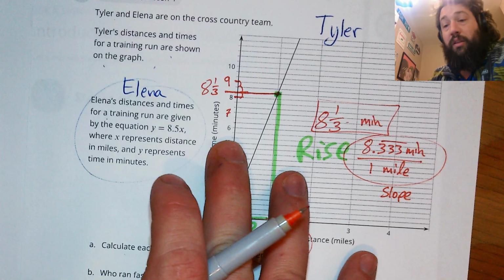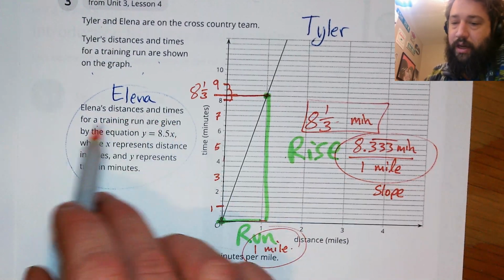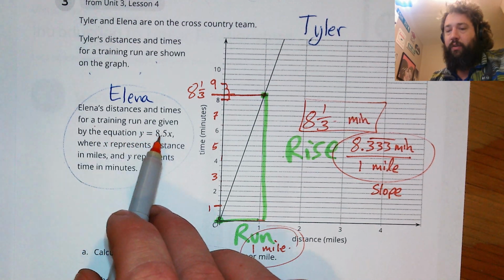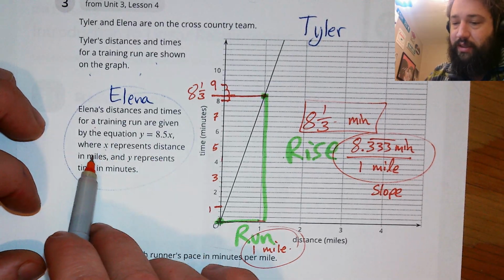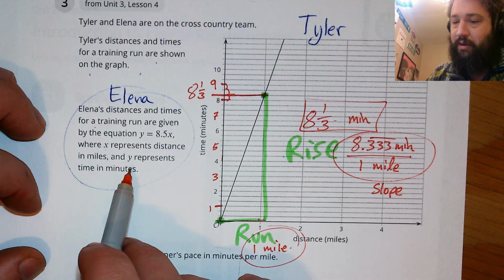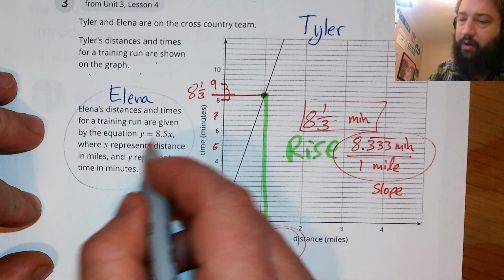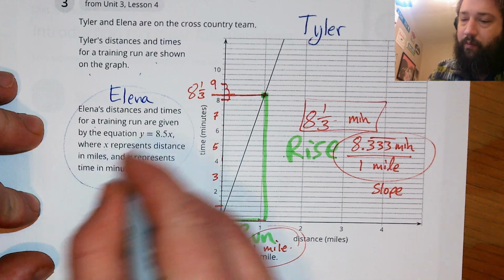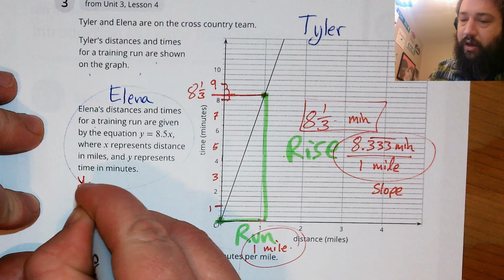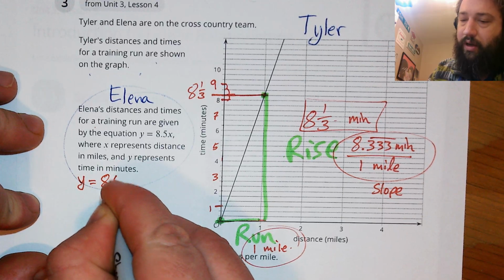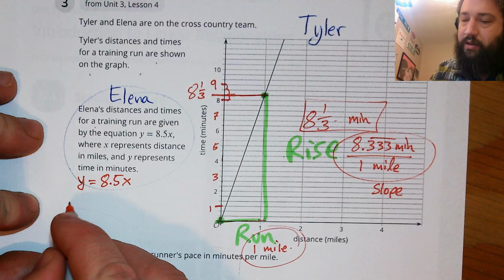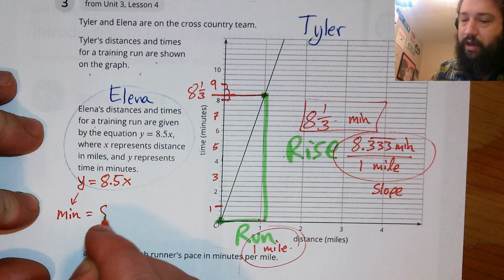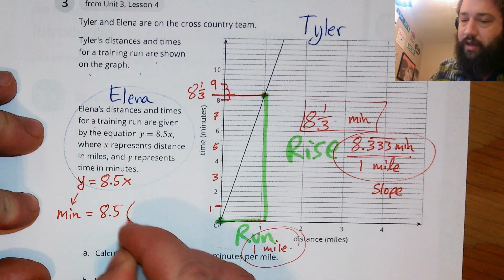And if you look at Elena's distances and time for a training run, they are given by the equation y equals 8.5x, where x represents the distance in miles and y represents the time in minutes. So I'm going to replace these things with what they are. I'm going to rewrite this: y equals 8.5x becomes minutes equals 8.5 times miles.